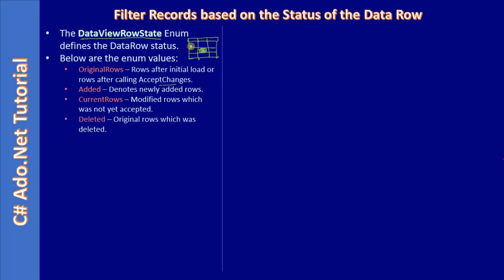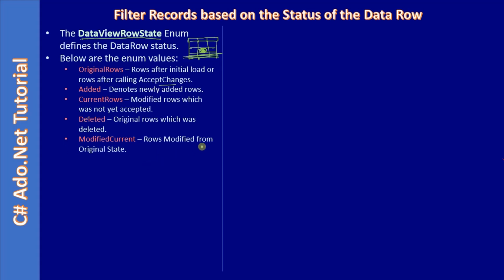Deleted row. Suppose for example, you completely deleted this row after the initial load or after the accept change, this row can be seen using this deleted enumeration value. So deleted means original rows which were deleted. Original row means rows after initial load or rows after modification and subsequent call to accept change. So that's original row. When an original row is deleted, that can be seen using this deleted constant.